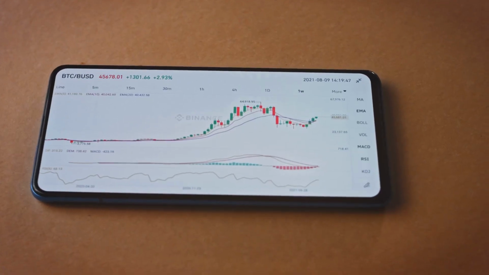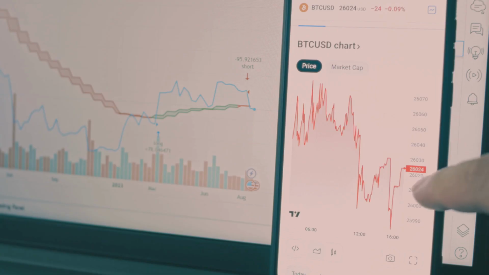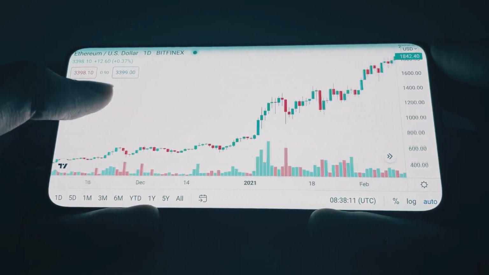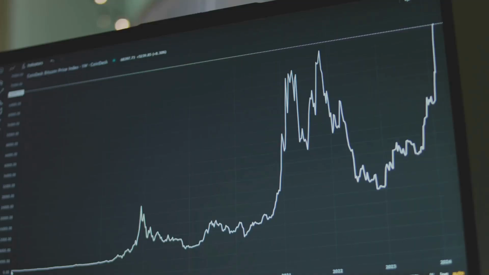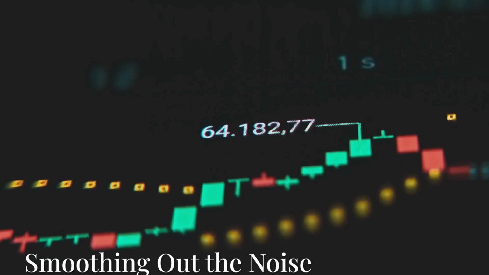These indicators look at past performance. They use historical price action. Patterns tend to repeat in markets. Indicators help spot these patterns. They suggest what might happen next.